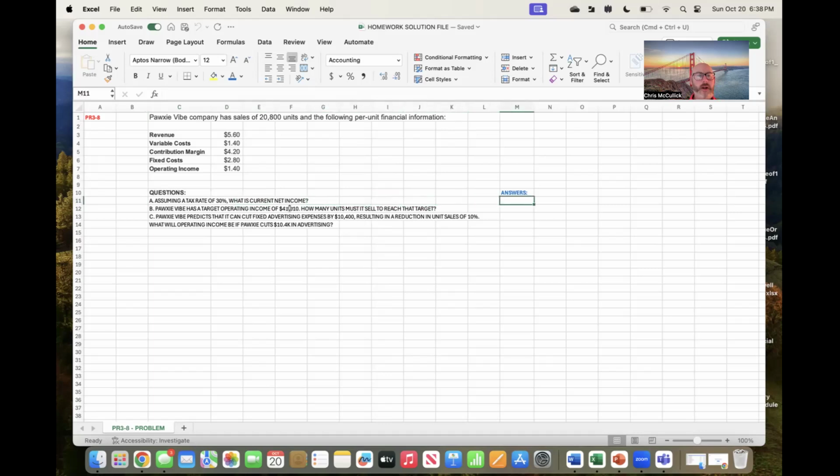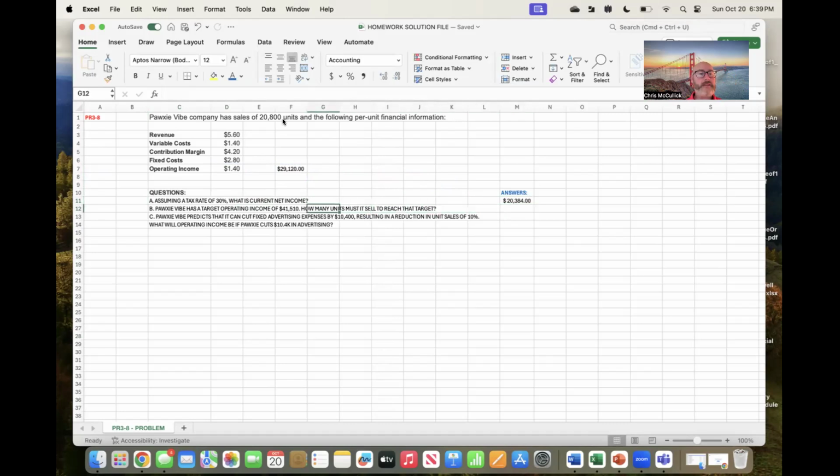Okay, to solve for current net income, the first thing I think we need to do, let's go ahead and multiply this out. So I'm going to take this operating income on a per unit basis and multiply by 20,800. That's how many units they tell us up here. So this gives us total operating income. And then what I want to do is multiply that by 70% or one minus the tax rate. So we'll take this and multiply it by 0.7. And that'll give us our net income, assuming a 30% tax rate.